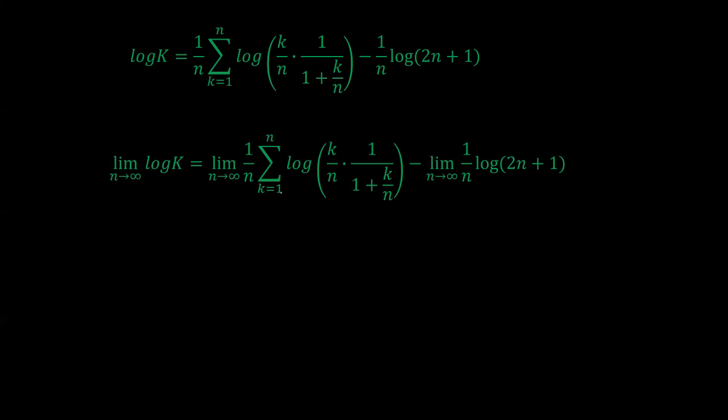And so that means that we can take this to be our x, and this to be our x, and this to be our dx, the small dx, because when n tends to infinity, this becomes a very small value. And so this is the same as the integration of log x times 1 over 1 plus x from 0 to 1 minus, since we see that this bulges more than the logarithm of 2n plus 1.